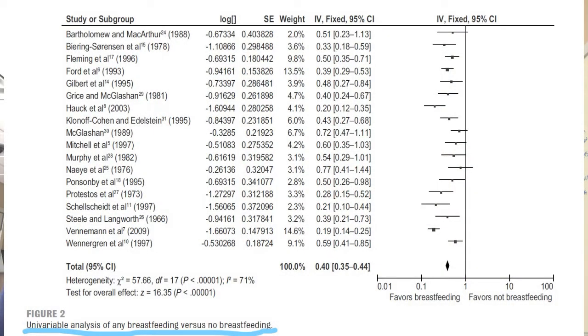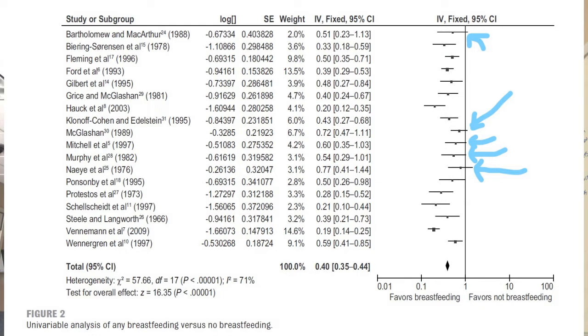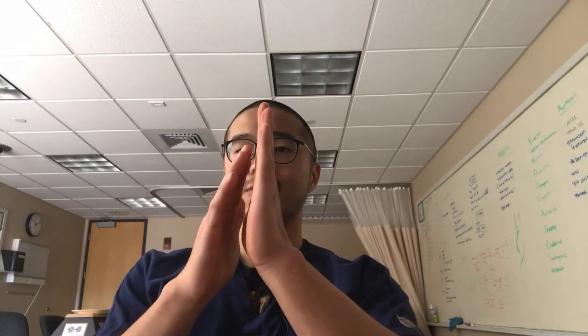So here is the result. This is for the univariable analysis of any breastfeeding versus non-breastfeeding. You can see here there are a couple of studies that passed 1. And remember, their confidence interval passed 1. Basically, this is their finding, and we're 95% sure that the actual odds ratio is somewhere between this and this. And this end actually crosses 1.